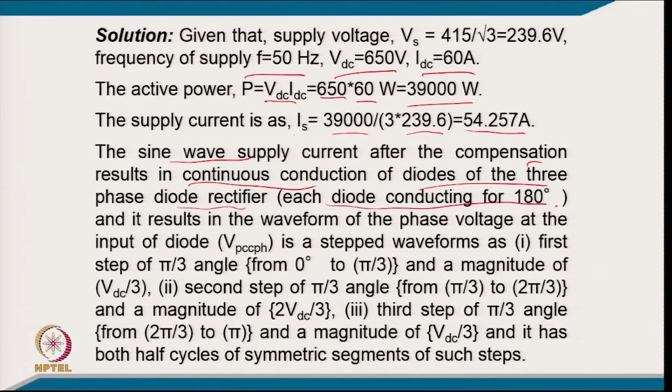So, each diode conducts for 180 degree, and it results in a waveform of the phase voltage at the input of the diode rectifier, VPCC, that is a stepped waveform: the first step of pi by 3 angle from 0 to pi by 3 with a magnitude of VDC by 3, the second step of pi by 3 angle from pi by 3 to 2 pi by 3 with a magnitude of 2 VDC by 3, and the third step of pi by 3 angle from 2 pi by 3 to pi with a magnitude of VDC by 3, and it has symmetric segments of such steps in both half cycles.